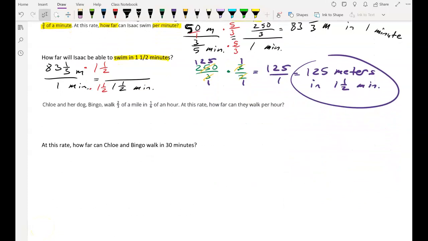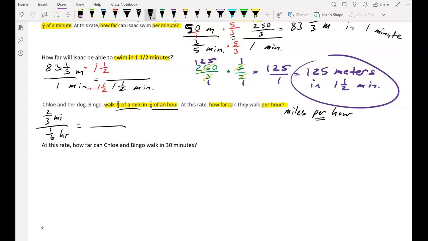Last question now. Chloe and her dog Bingo walk 2/3 of a mile in 1/6 of an hour. At this rate, how far can they walk per hour? How far per hour? So we're looking at miles per hour, right? Miles per hour. We know that how it's written is how it gets set up from top to bottom. 2/3 of a mile in 1/6 of an hour is what we were given.